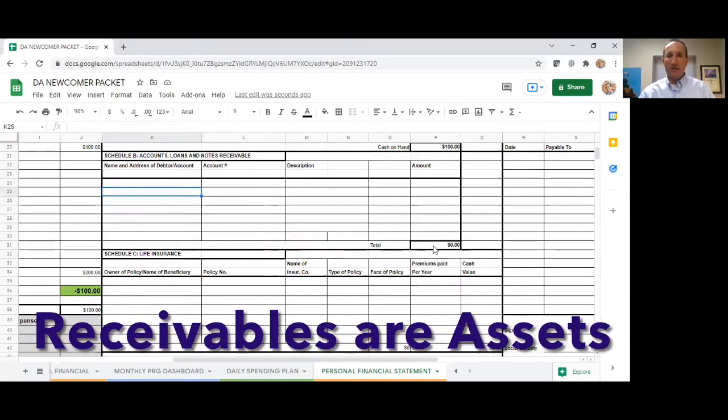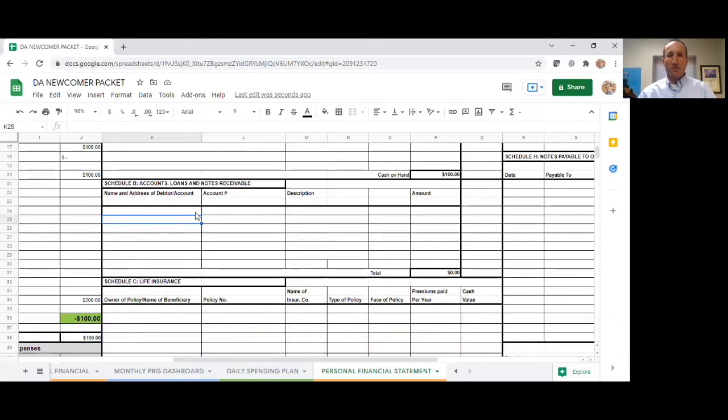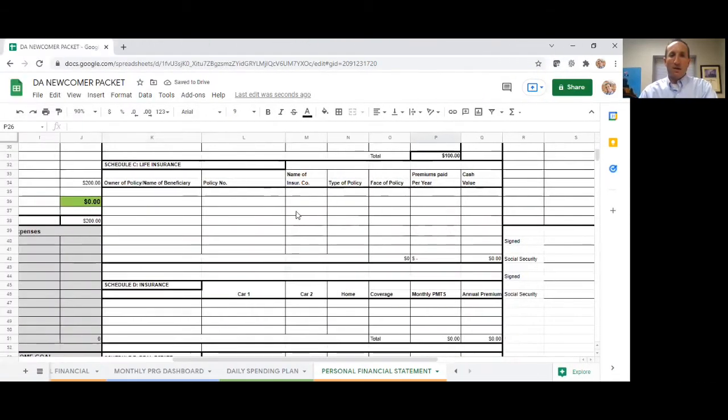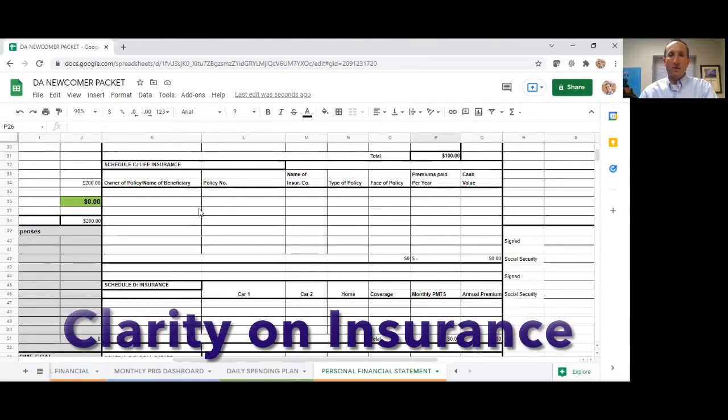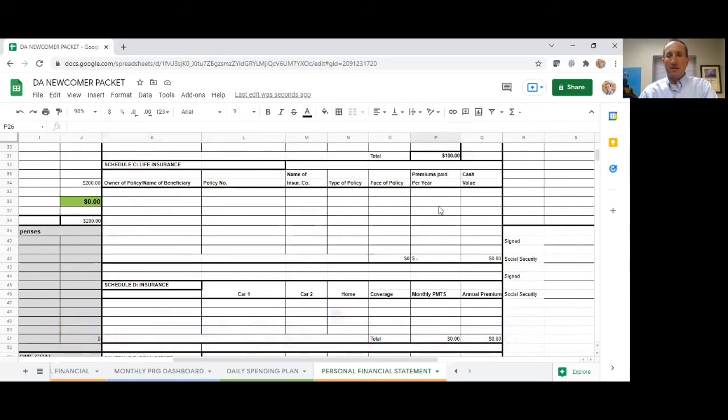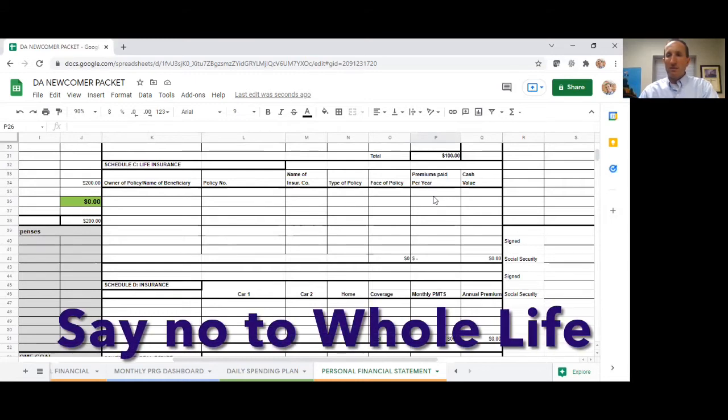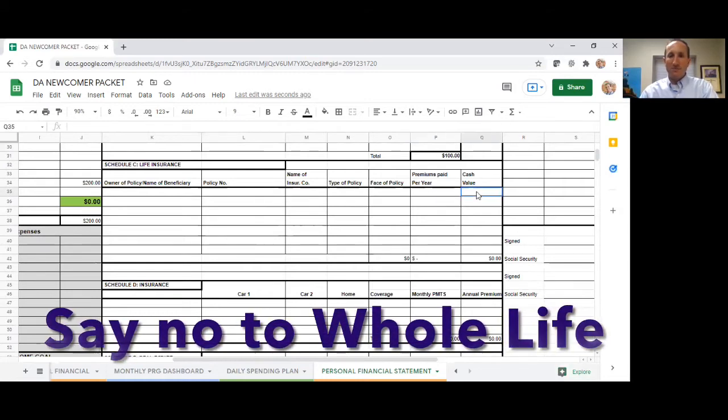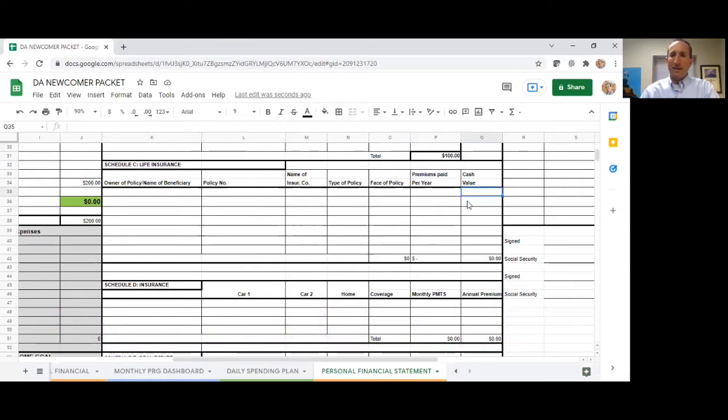There's not much more to say about it, but let's say you loaned Jimmy some money. You loaned him $100 and he owes you $100. That goes there. Life insurance policies. So if you have a policy that is a whole life, which I don't recommend, but if you have a whole life policy, you can put the cash value, and it might be $1,000. You can put that there and it adds it up right here.